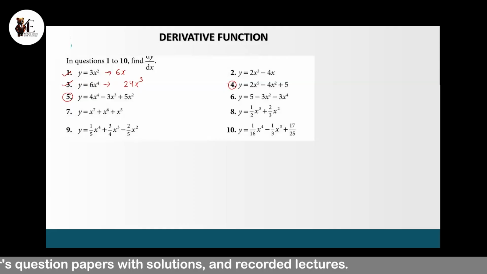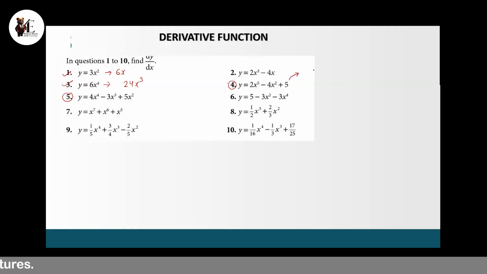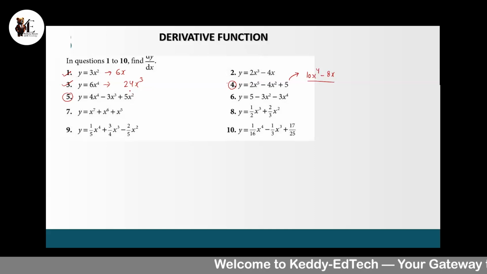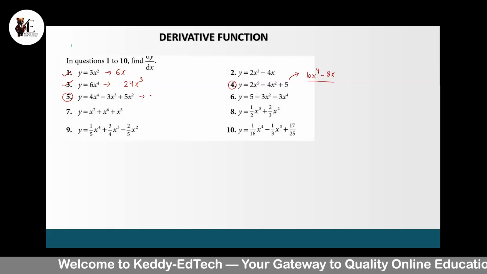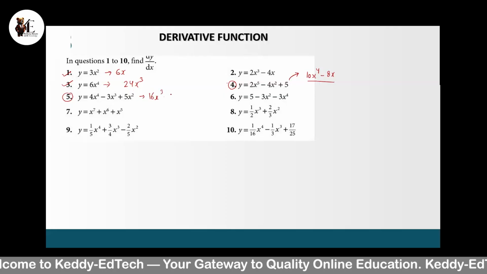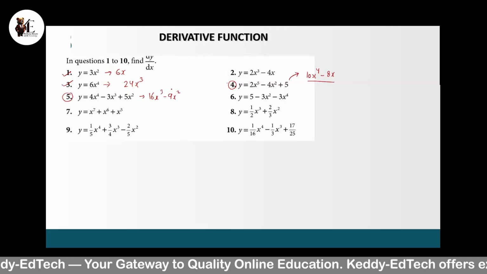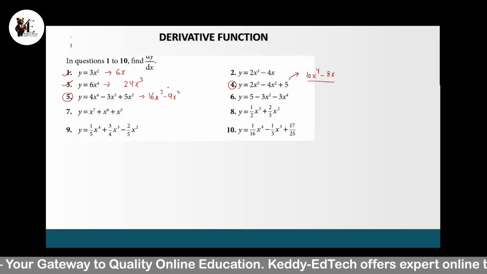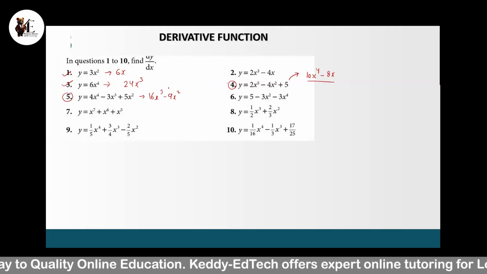I'm done, sir. Okay, what's your answer for question number 4? I got 10x to the power of 4 minus 8x. Yeah, correct. And for question number 5? I got 16x cubed minus 9x squared minus 10x. Minus 10x or plus 10x? Minus 10x.